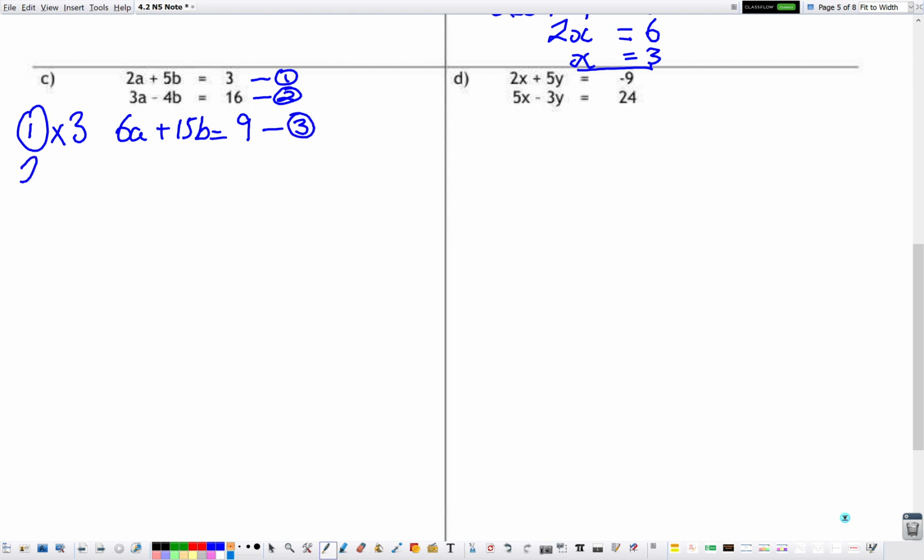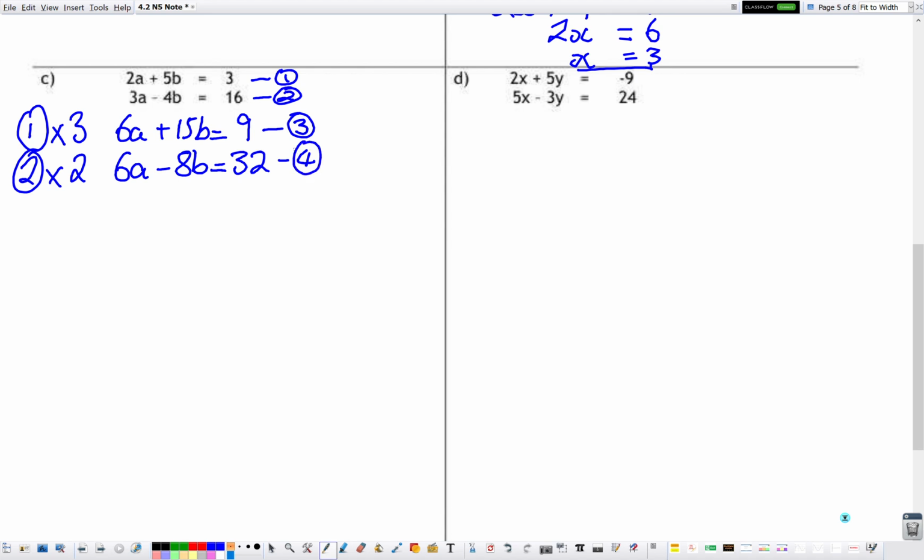I now need to take equation 2, and in order to get this to be 6a, I need to multiply it by 2. So multiply everything in this equation by 2, and that's going to give me 6a, minus 8b, equal to 32. That is now equation number 4.